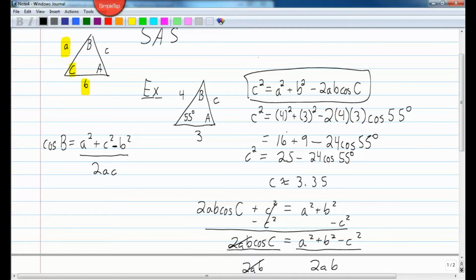All right, so I know that side A is 4, side B is 3, and side C I solved and got 3.35. So let's plug those into the formula. That's going to be 4 squared plus 3.35 squared minus 3 squared all over 2 times 4 times 3.35.